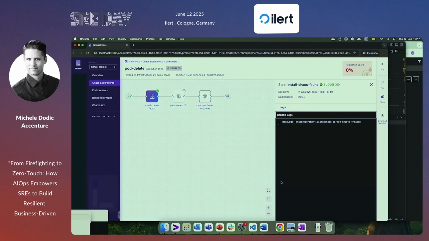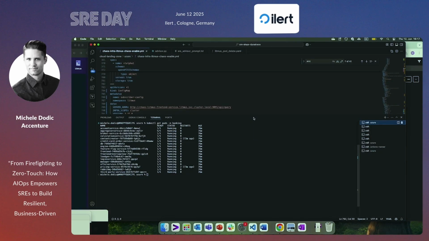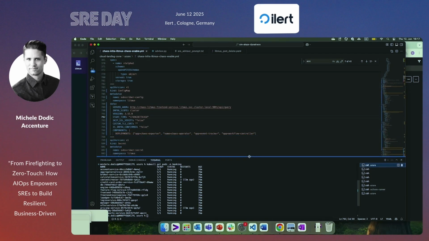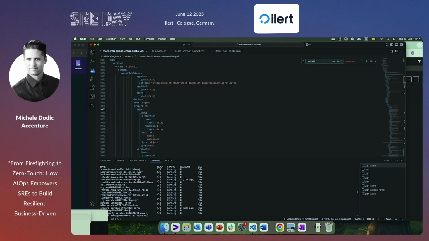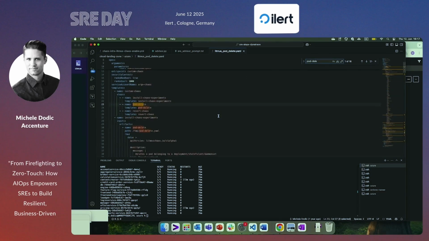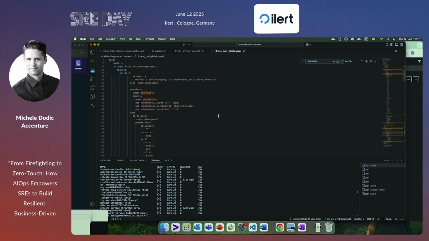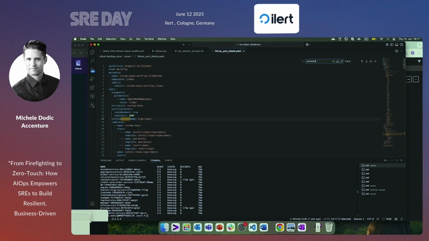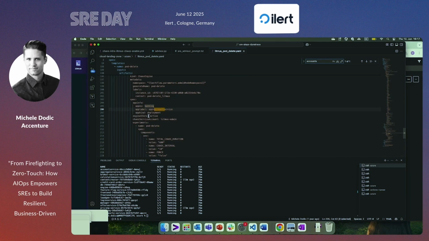I'm using Litmus Chaos, an open source chaos engineering platform, and I will be running a very simple experiment. I will basically be killing the account service pod, so I will be running a pod delete, and my target will be the account service. If I look here, the target is the account service in the deployment banking.